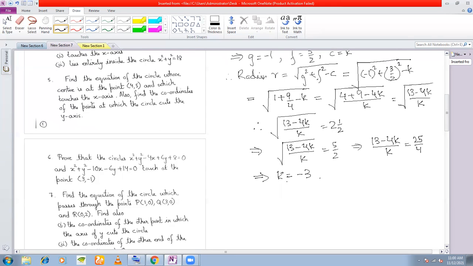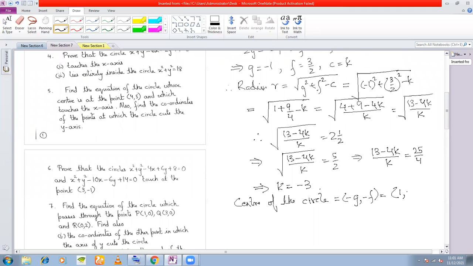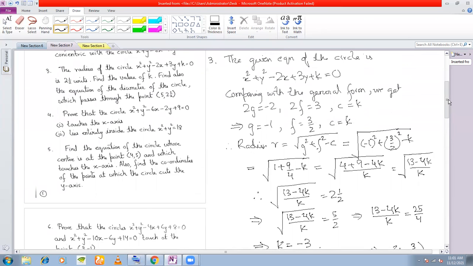Also, since the equation of the circle is given, you can find out the center of the circle also. It's minus g, minus f, which means change the sign of g, and minus f means change the sign of f. F here we have got 3 by 2. So the center of the circle, y coordinate is -3 by 2. Okay, so that finishes the first part of the question.